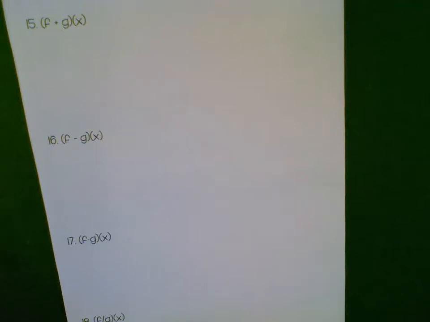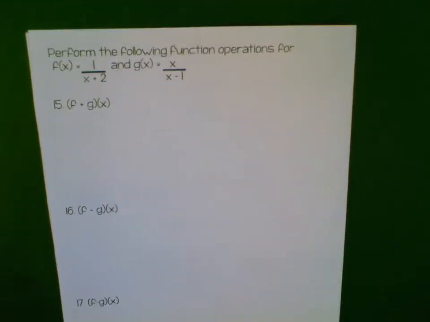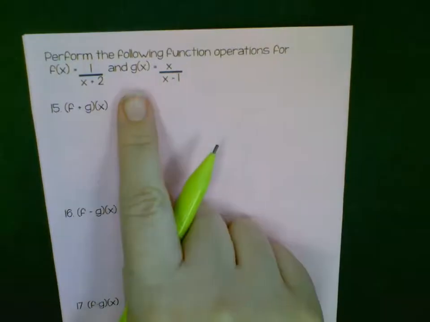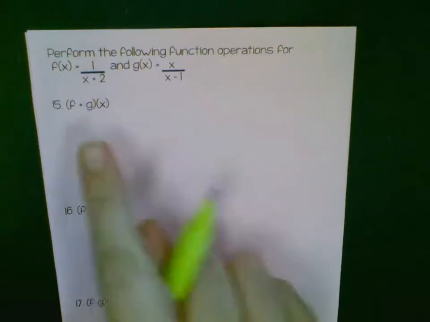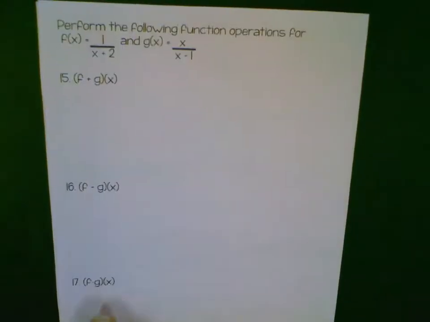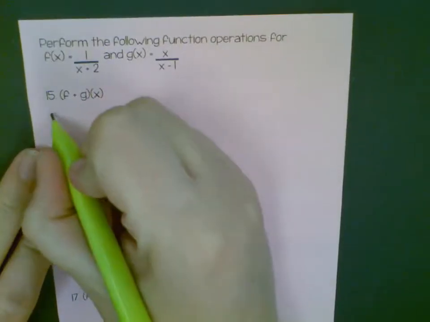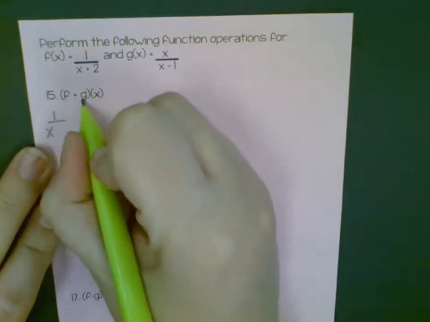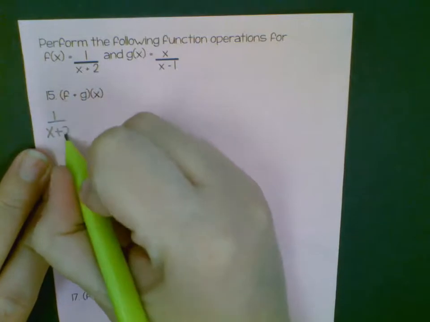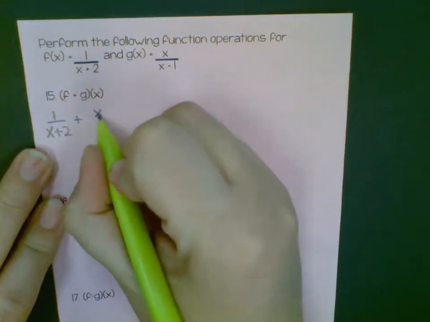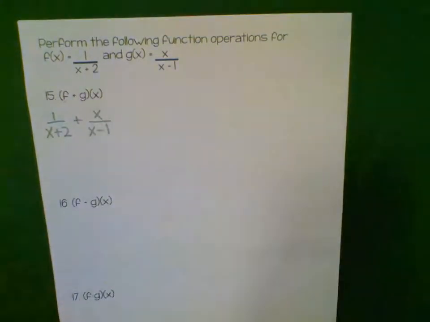So let's take a look at the back. So this is just doing stuff that you should be pretty familiar with. So here we have these 2 functions, and now we're going to add them, subtract them, multiply, divide. Okay? So for 15, we would have f of x, or f plus g. So f is 1 over x plus 2, plus g. And then we would just need to simplify it from there.